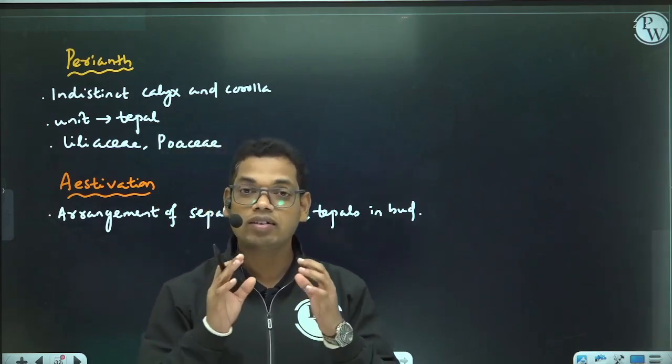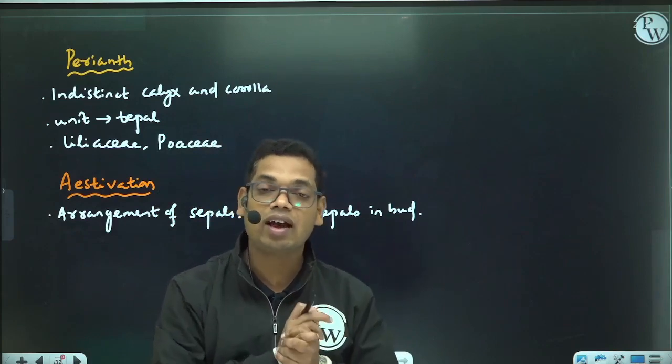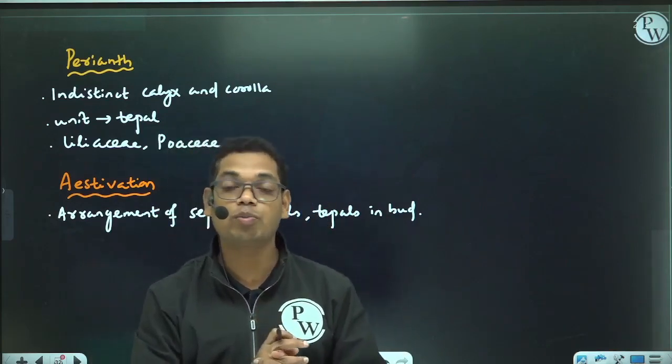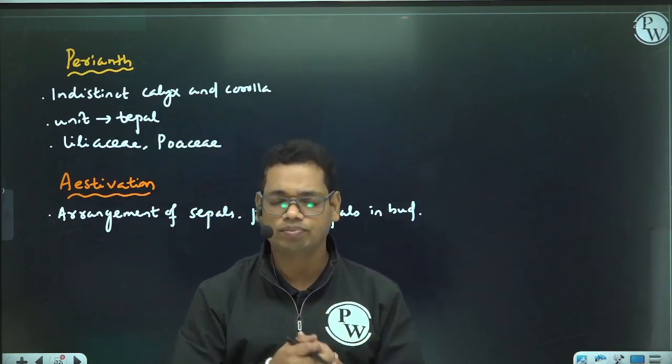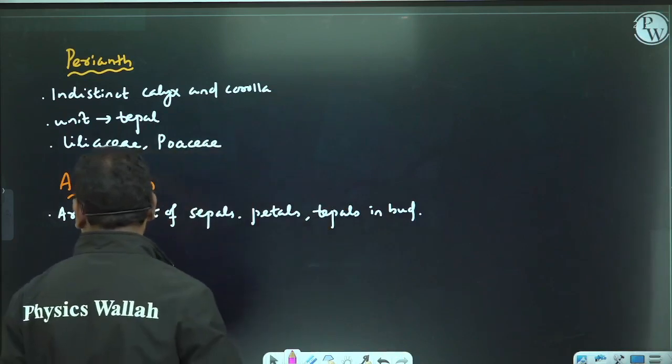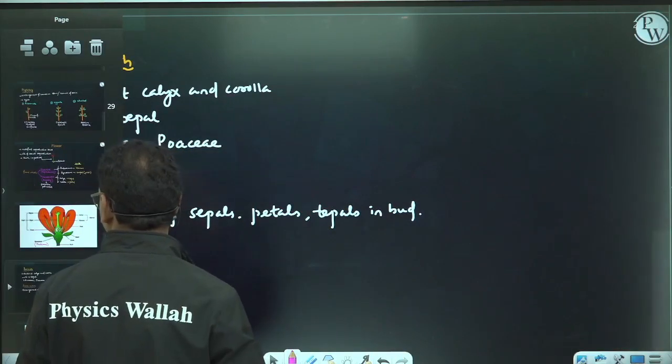The sepals in the calyx can be free or they can be fused, and if they are free, that condition is called polysepalous. Okay, let me write that part here, one by one.